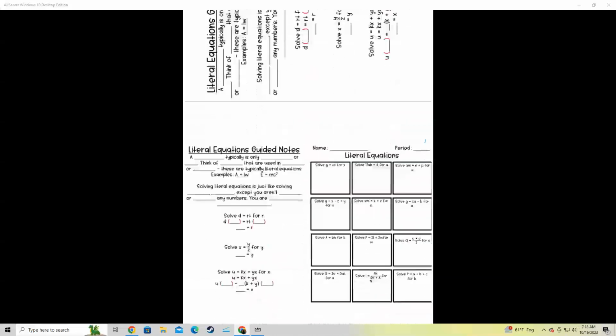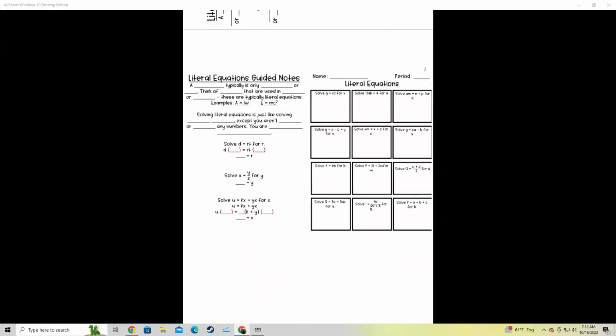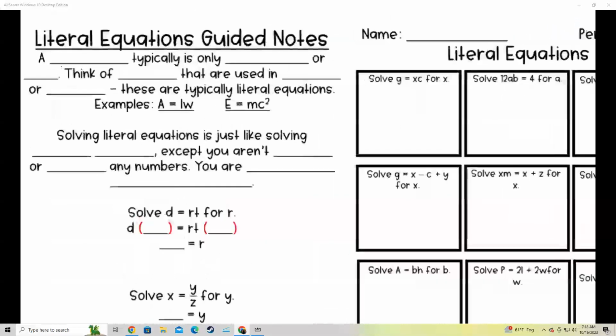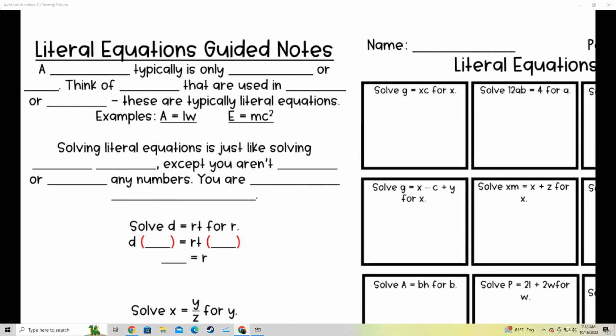Okay, today's guided notes is on literal equations. You should have a paper that looks sideways like this, but we're going to go ahead and rotate that paper, and I'm going to be working it out like this. If it looks a little bit small, sorry, that's the only way I can do this so that we can follow along together.